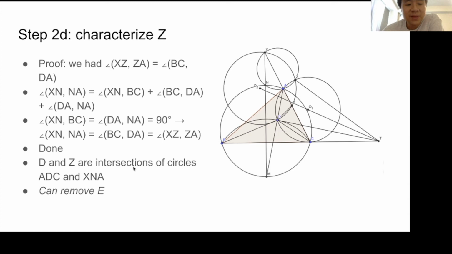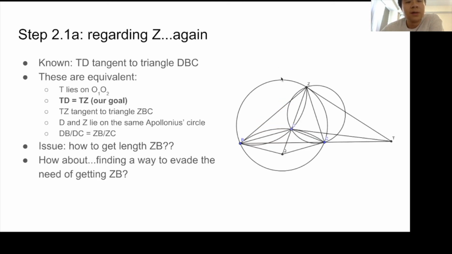And with this we can remove E, in the sense that we can redefine the point Z as the intersection of the circle XNA and also line AC that is not A. Now coming to the point Z again, we also want to make another good use of point Z. So why is that?